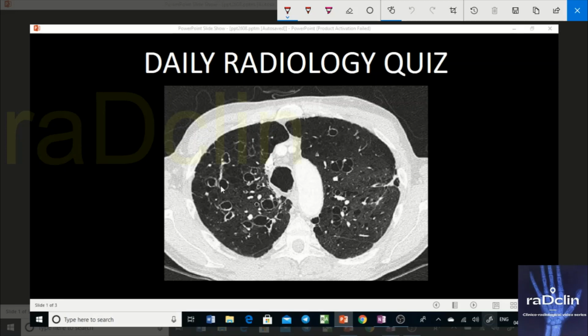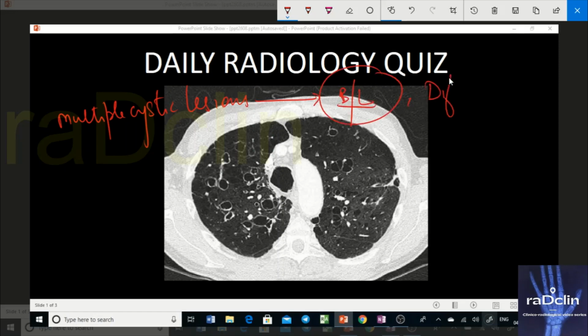Now, if you look closely at this particular CT scan, again, you have to describe the findings first. So you see multiple cystic lesions. Okay, that is one thing that you see in the lung fields. What I could see is that multiple cystic lesions are there. And I see these cystic lesions are multiple, bilateral, and there is nearly diffuse involvement. They are diffusely present and bilateral.